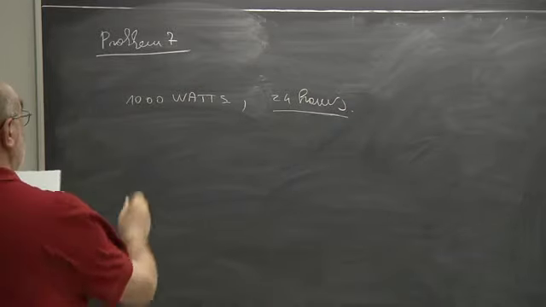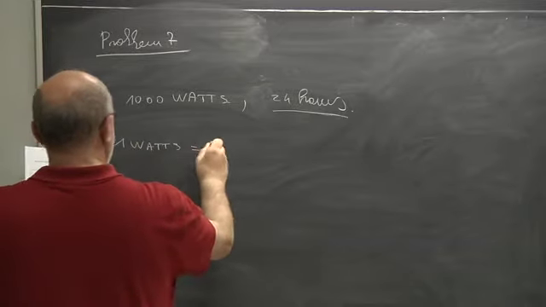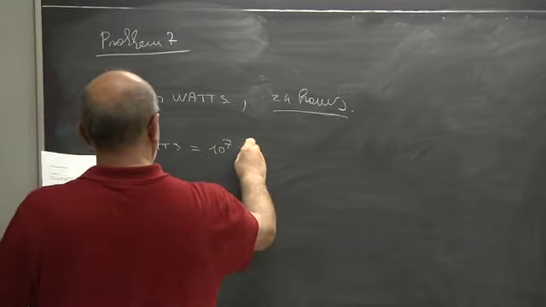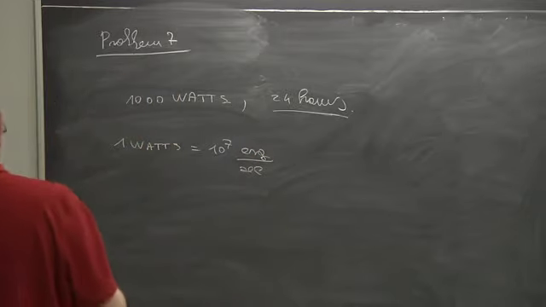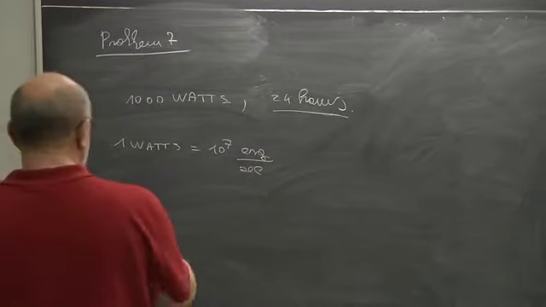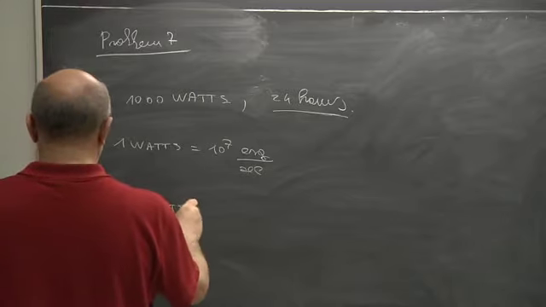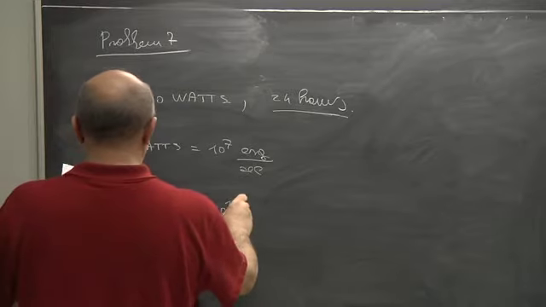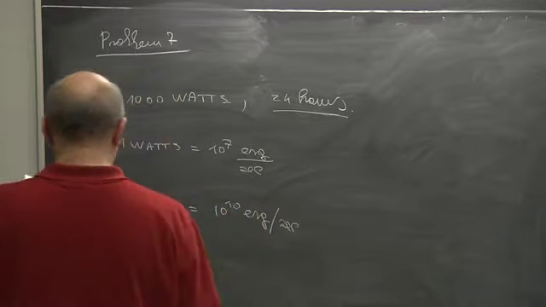Okay, now remember 1 watt is 10 to the 7 erg per second. So 1000 watts is 10 to the 10 erg per second.